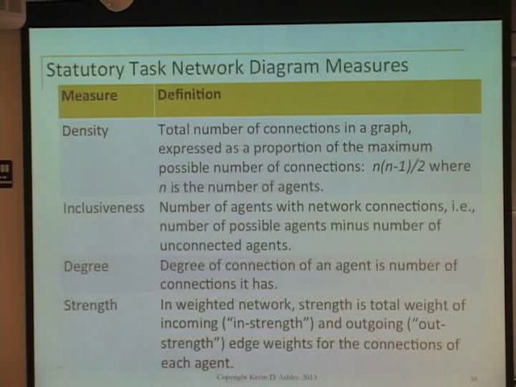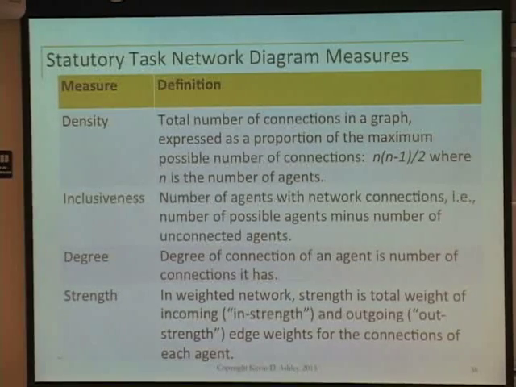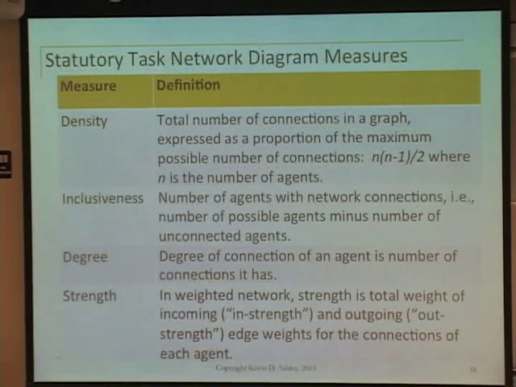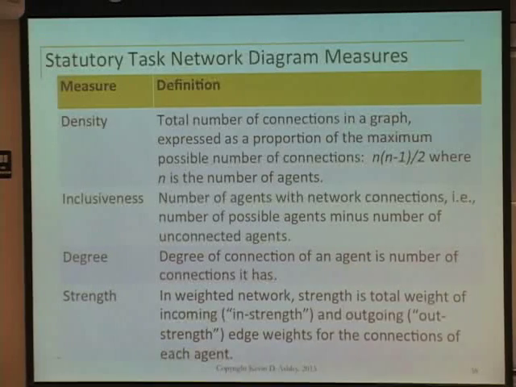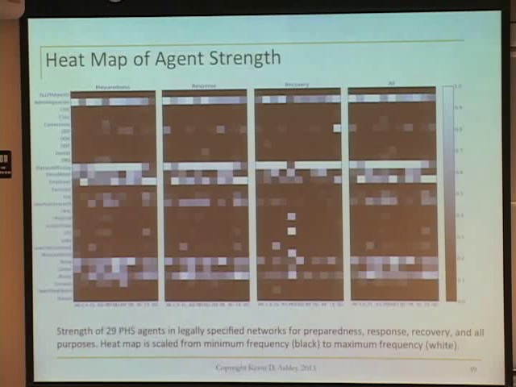And since there are network diagrams, there are various measures of the features of network diagrams: density, inclusiveness, degree, strength. There are others that they could have used that they didn't. For example, in a weighted network, the strength is the total weight of the incoming and outgoing edge weights for the connections of each agent. And once you've got that, you can create a heat map of agent strength. Here's the strength of 29 public health system agents in legally specified networks for preparedness, response, recovery, and for all purposes. The heat map is scaled from minimum frequency black to maximum frequency white.